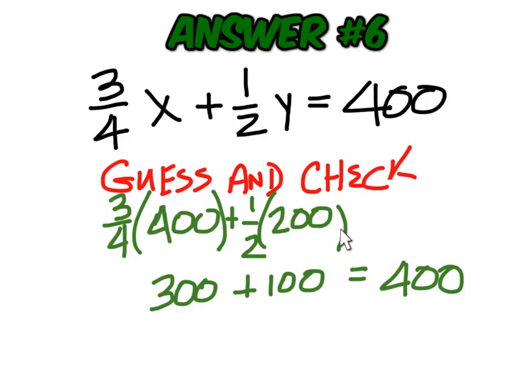If you just guess and check, you can do it many times until you come up with the right answer, but it doesn't take that long. 400 works for this. If you put in 400 and find 75% of it, that's 300. And then if you put in 200 for this one, half of that's 100. They add up to give you 400. So you would have 400 and 200 for your answers. And this is above and beyond what we're doing for the objective. This is a more difficult problem.